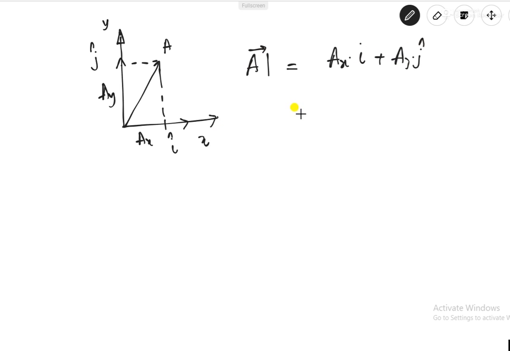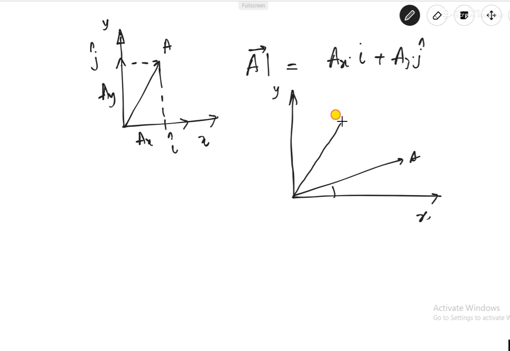Suppose we have one more, we'll see how we can write two vectors. Suppose we have a vector A like this, and this is making some angle. And there is vector B here. And how will we write it? We have to join these two vectors, A and B. So this is a third vector C.